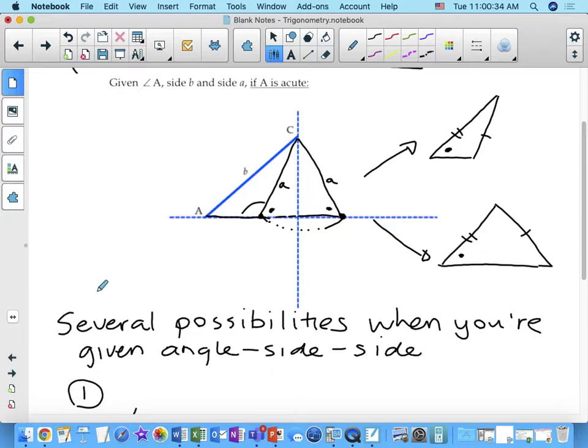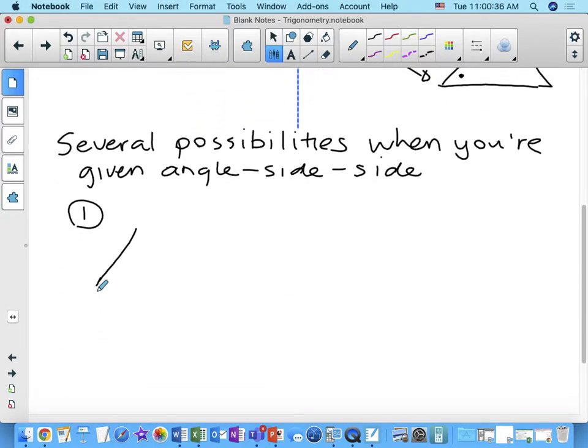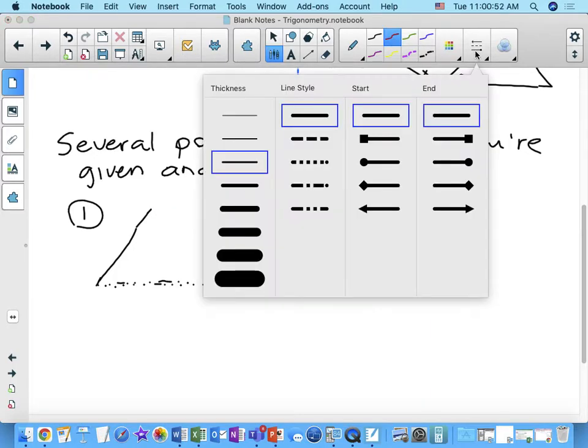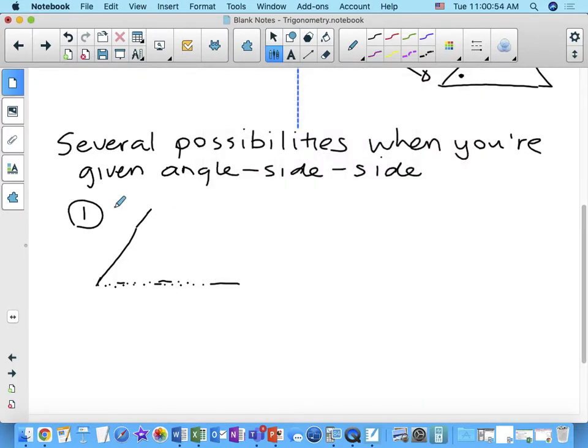So I'm actually going to make the base a dotted line, because we don't know what that's going to be, okay? And the other line that I'm going to draw in is the height of the triangle. Because the height of the triangle will be important for determining what type of situation we're in.